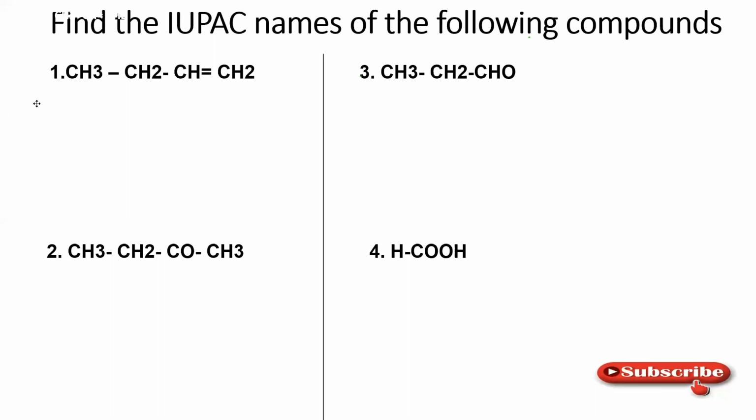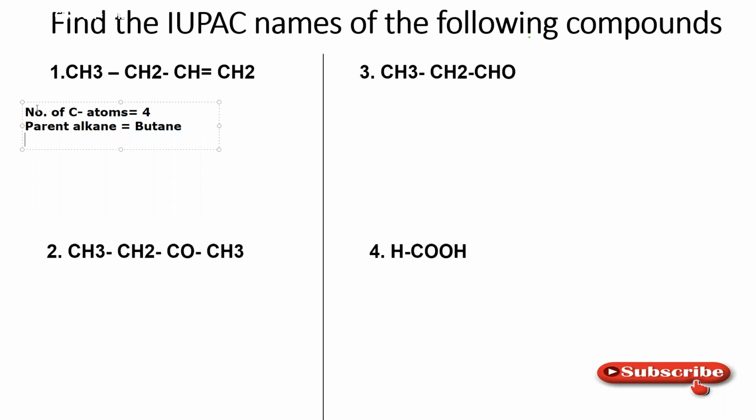Here, first we have to find out the number of carbon atoms. 1, 2, 3, 4. How many carbon atoms are present? 4 carbon atoms are present. So we can write number of carbon atoms is equal to 4. If 4 carbon atoms are present, what is the name of the parent alkane? Parent alkane is butane.